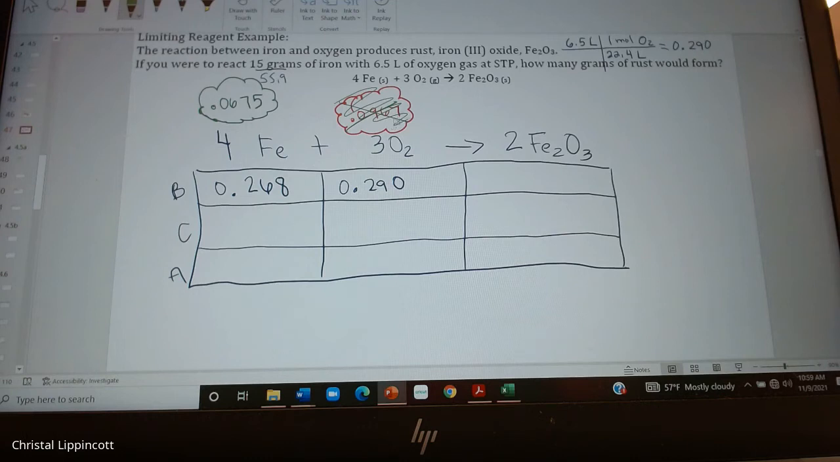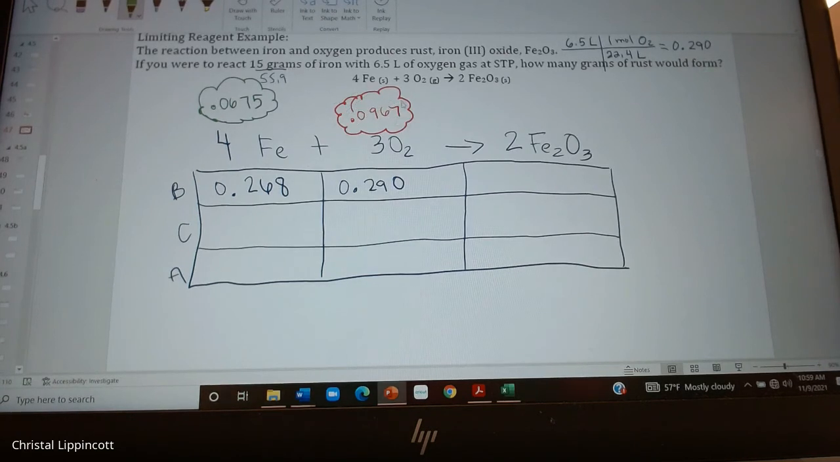Then it doesn't matter. You're going to end up forming the same amount. So it's irrelevant. You're trying to figure out which one's limiting you. So they would both limit you at that point. You'd run out of both of them at the same time. Evie, did you follow me?